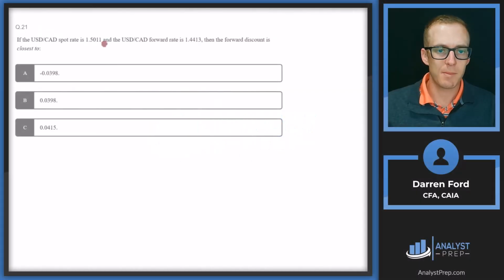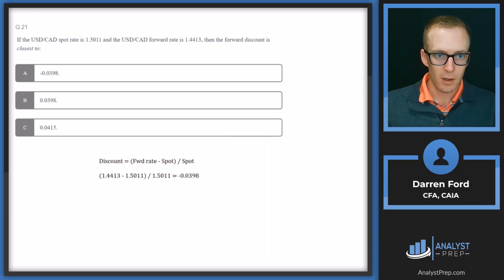If the USD CAD spot rate is 1.5011 and the USD CAD forward rate is 1.4413, then the forward discount is closest to. Let's bring in our forward discount formula. That discount is going to be similar to calculating just a normal rate of return as well. So we're going to take forward rate minus spot.